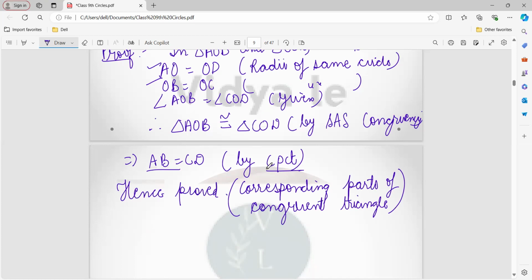Wonderful. So with this, we have completed the first exercise. In the first exercise, we just have two questions and both are theorem based questions. So just practice these questions twice or thrice. And in case you have any difficulty in any of the steps, just comment. I'll answer all of your doubts.